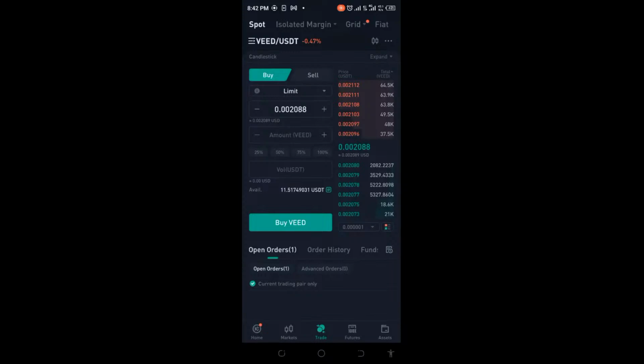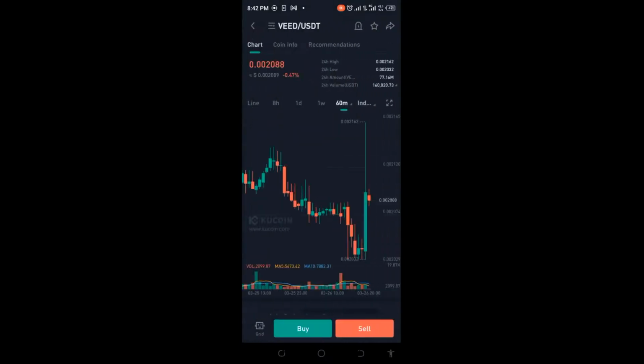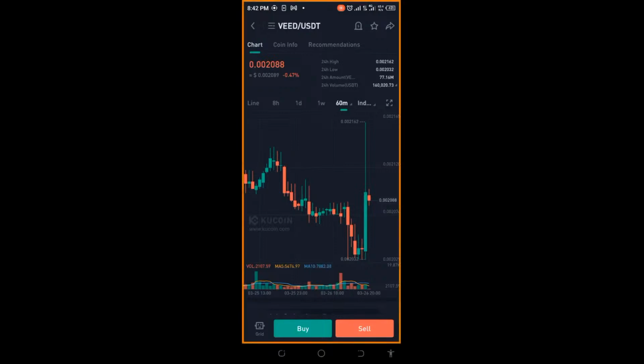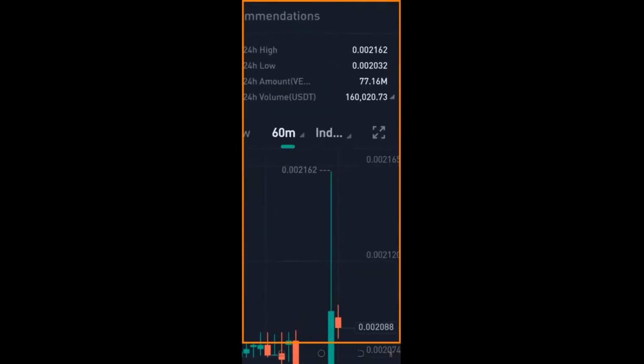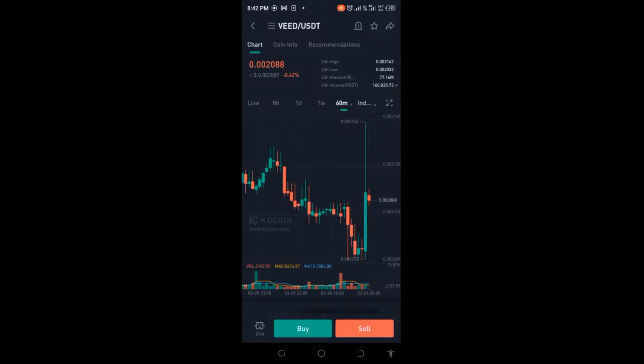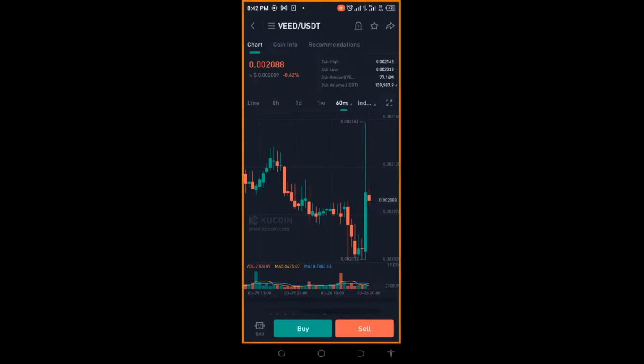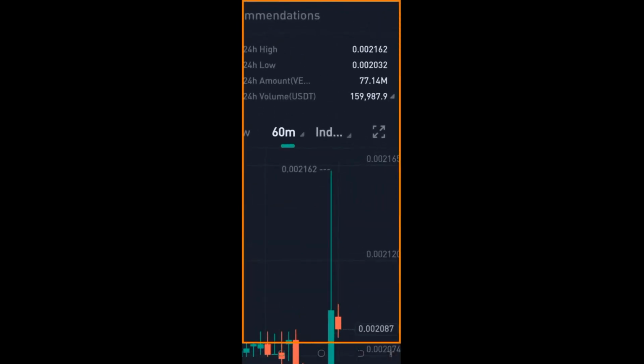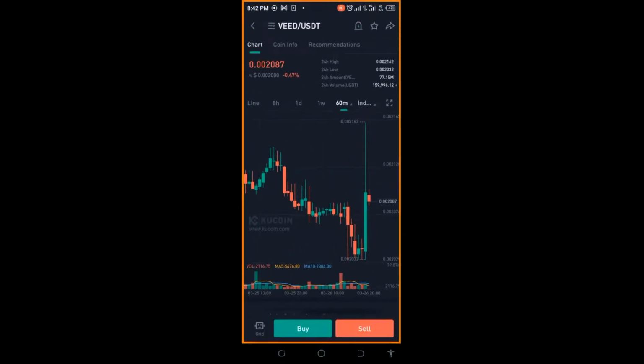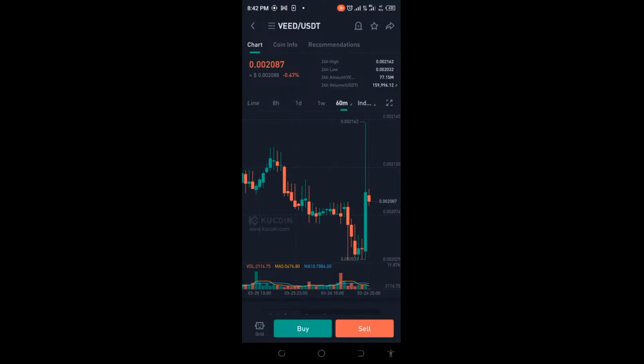As you can see here, yes, you can say, I wish I saw this when it got to this point. I could have made a lot of money. But my eyes were on BTC. I wasn't checking USDT as I ought to. And I didn't know, because what happens here is that somebody with probably a big money bag came and bought a lot of VID. And when that happened, the candle shot up high.